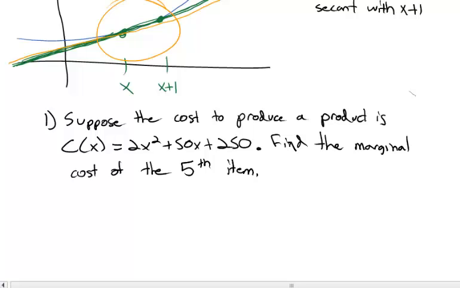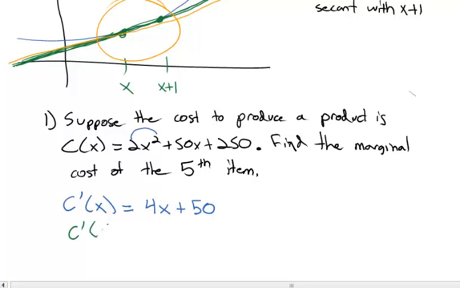Well, it's going to be a pain to plug 5 in to all the x's and find out what the answer is, and then plug 6 in to all the x's and find out what the answer is, and then subtract them. Calculus makes this much easier. We can take the derivative of the cost function. If we bring the exponent out front, we get 2 times 2, which is 4x to the first, plus 50 times the derivative of x, which is just 50. And the derivative of 250 is nothing. So this is the derivative of the cost function.